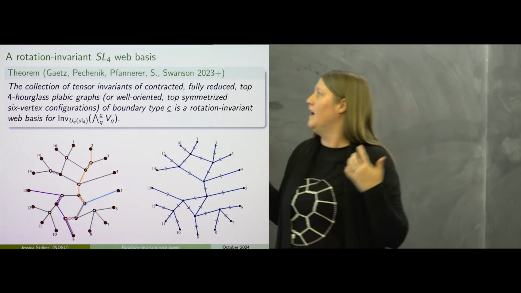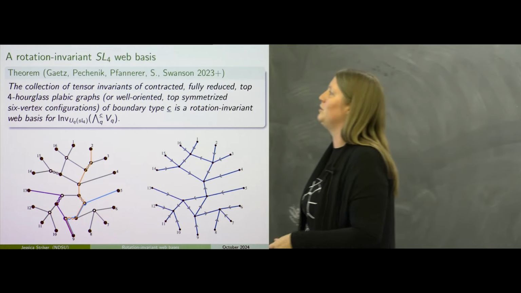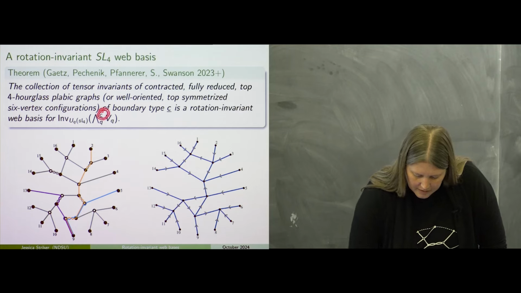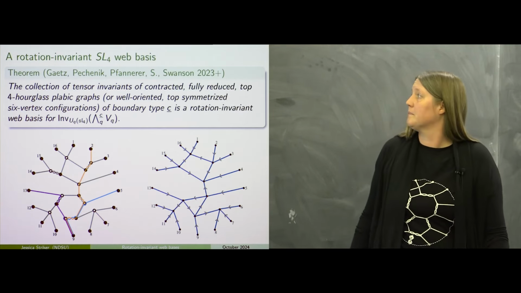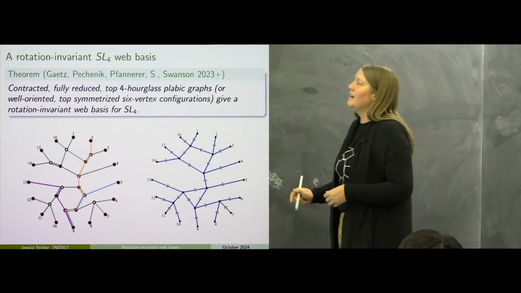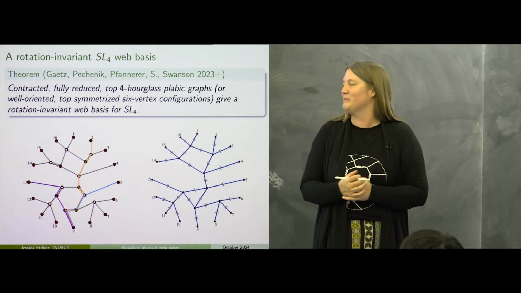polynomials that give us a basis for some complicated algebraic space, the invariant space of UQSL4 for that wedge product associated to the type around the boundary. Okay, but I don't want to say all that because it's a mouthful, so let's just call this a web basis for SL4. And I'll tell you what it has to do with the special linear group shortly.